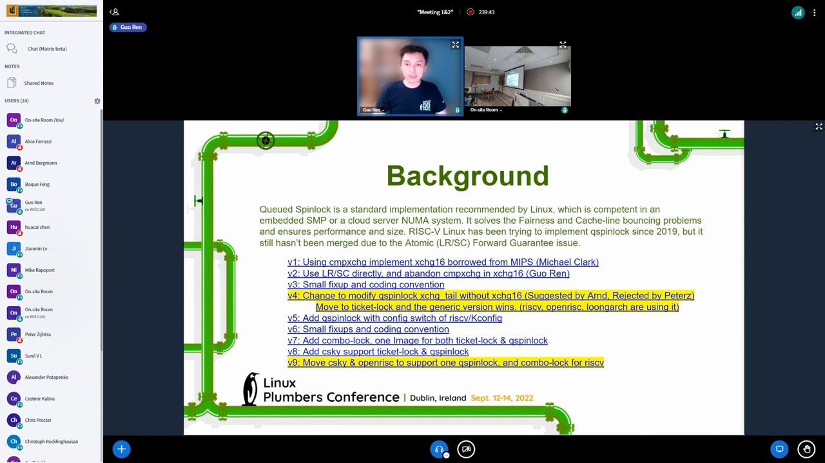Then I found that the Queued spinlock core code has the native compare exchange implementation for the exchange type, but this patch was rejected by the maintainer. I would explain why. That's really correct. And version 4 is a very valuable thread. We talked a lot and discussed a lot. Most of the materials in this presentation are from this thread.